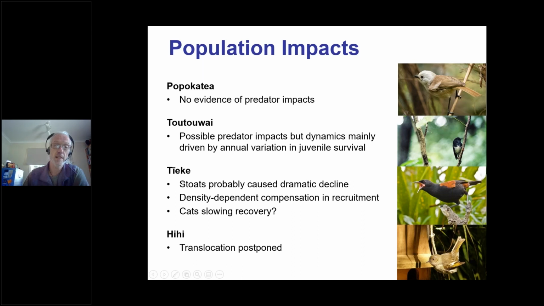On the other hand, with Tiaki, we do believe that there's good evidence that stoats are causing that dramatic decline just as the population reaches carrying capacity. There may be some density dependent compensation going on, and possibly cats are doing something in there as well. Tiaki, of course, the translocation was postponed.